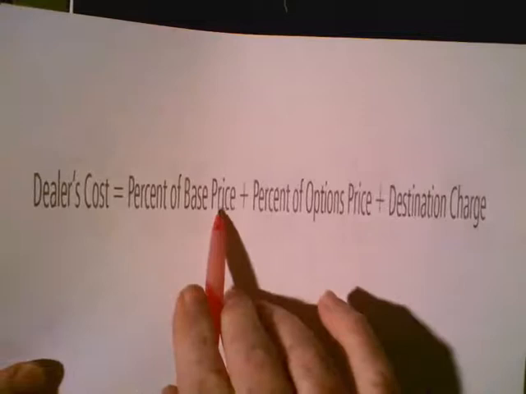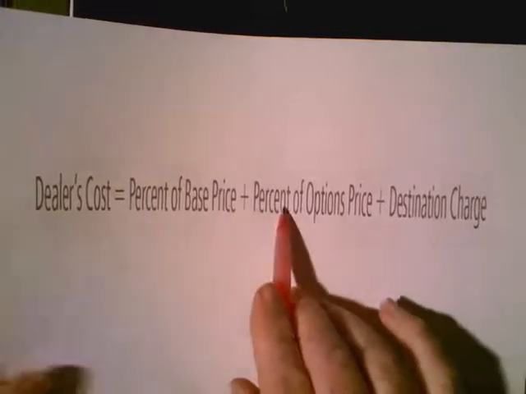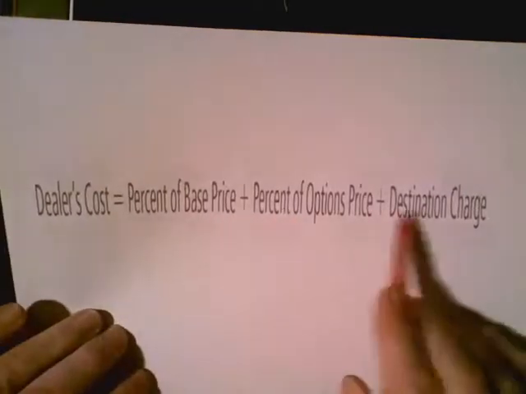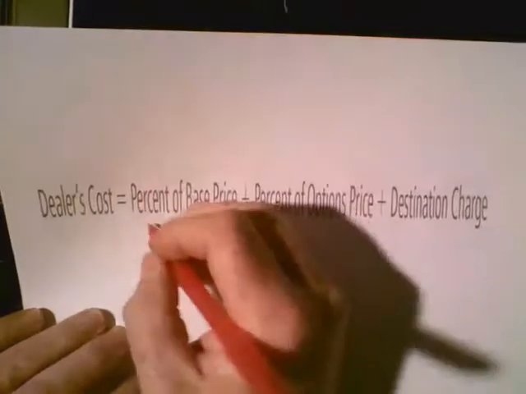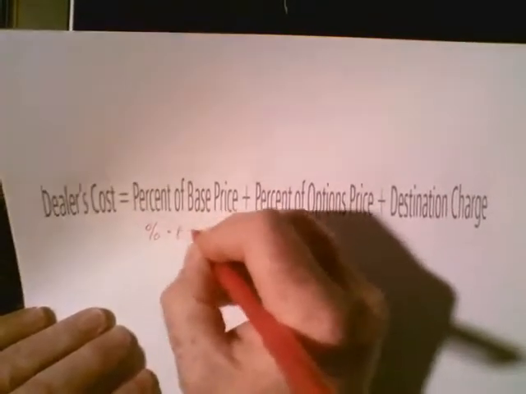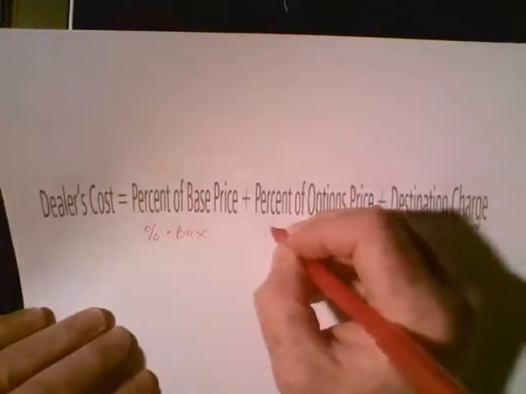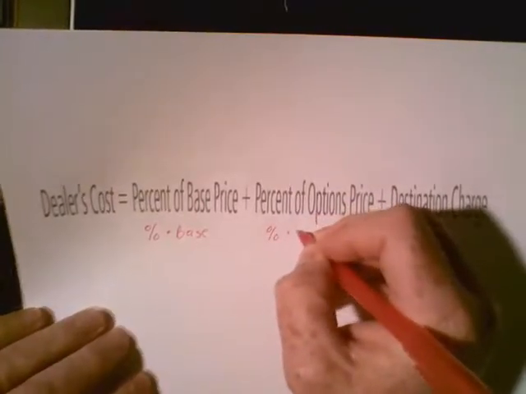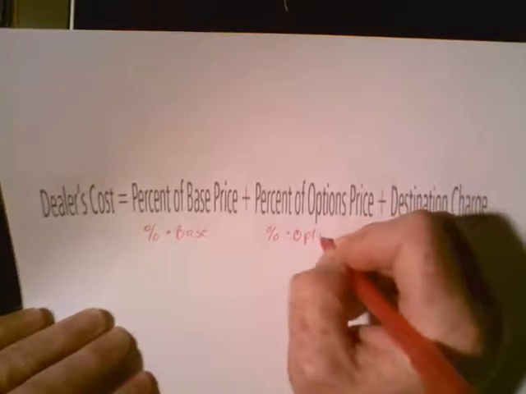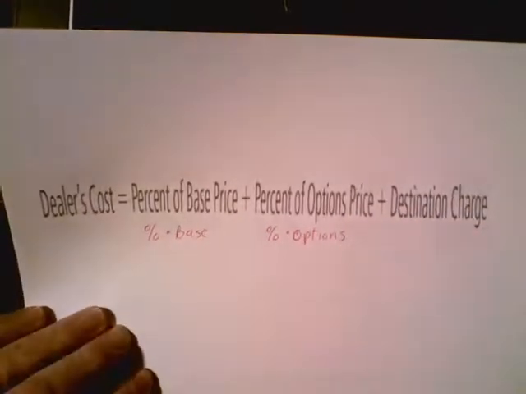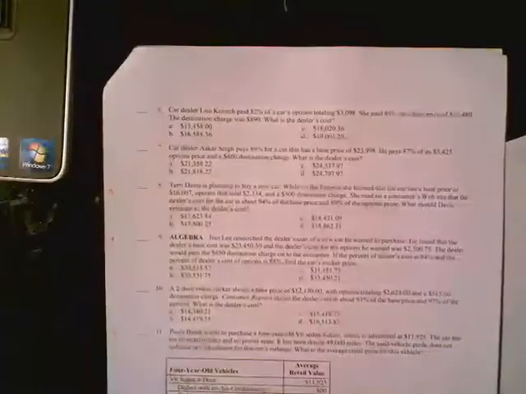It's dealer's cost equals the percent of the base price plus the percent of the options plus the destination charge. Remember, on this, you're going to take the percentage times the base price, and here you take the percentage times the options. So that's what we're going to do on this one, number 6.